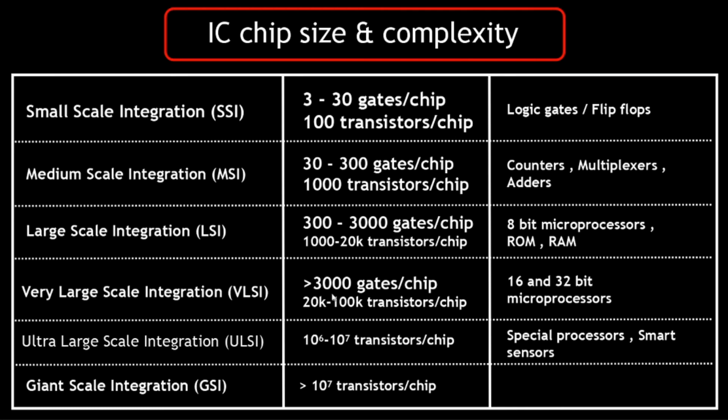Now when there are more than 3000 gates per chip, we call it very large scale integration or VLSI. This is the technology that is used mostly nowadays for the manufacture of 16 and 32-bit processors. And after that, there are complex technologies like ultra large scale integration and giant scale integration.